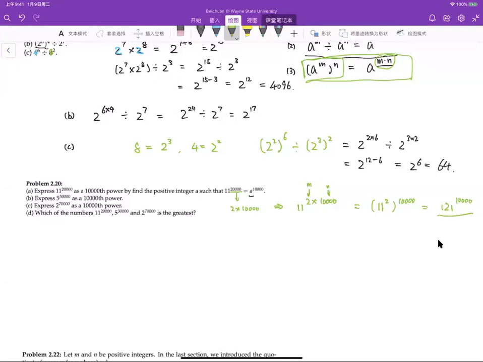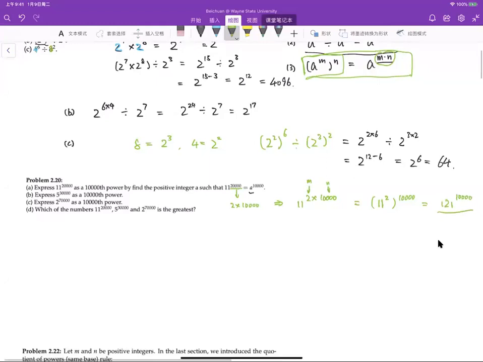Okay, so let's move on to the next one. So express 5 to the 30,000th as 10,000th power. So in this case, we will do the same thing, right? Because in this case, we can rewrite 30,000 as the product of 3 and 10,000, right? And then we want to apply this property again. So what will be the base in this case?